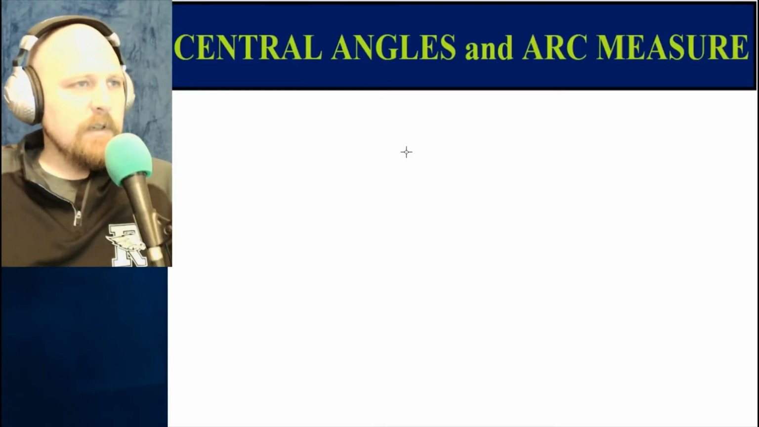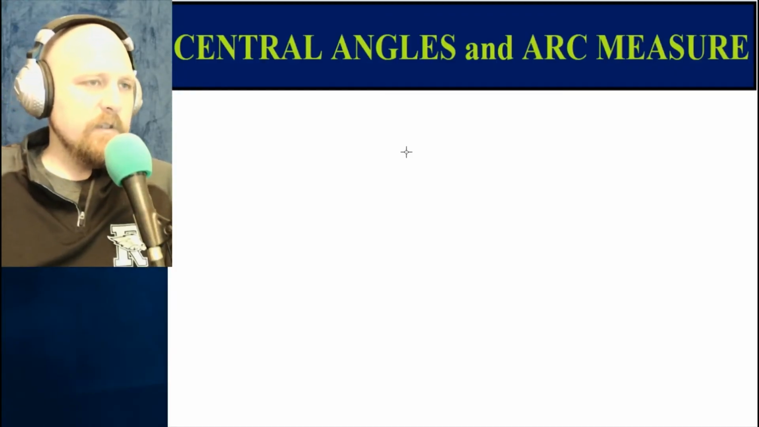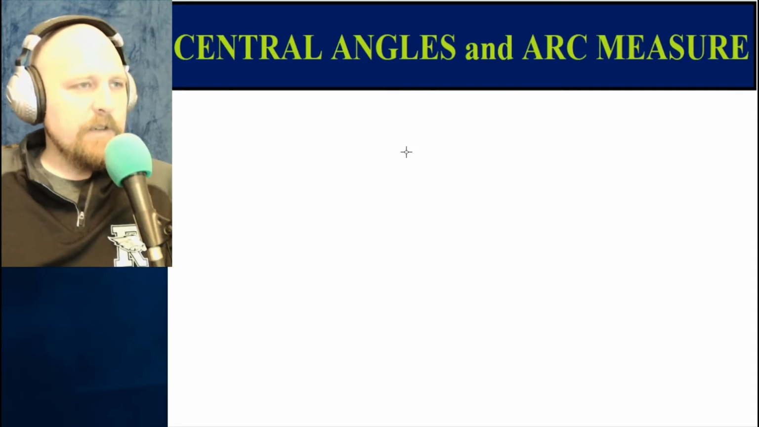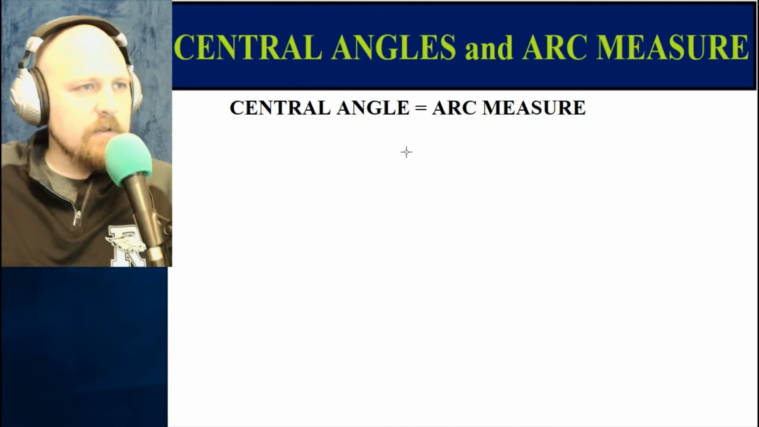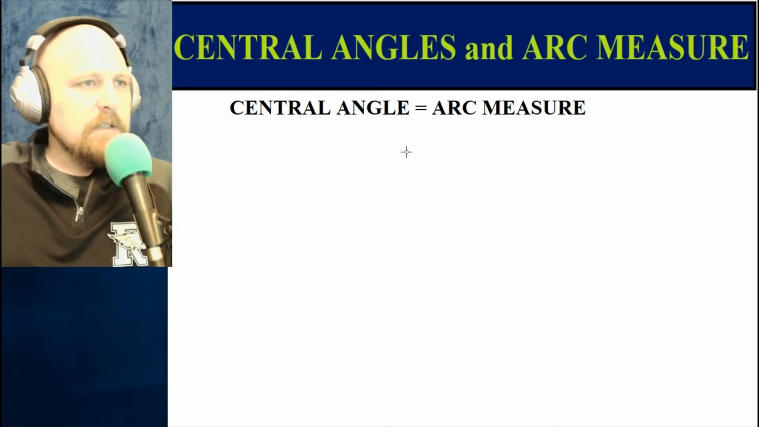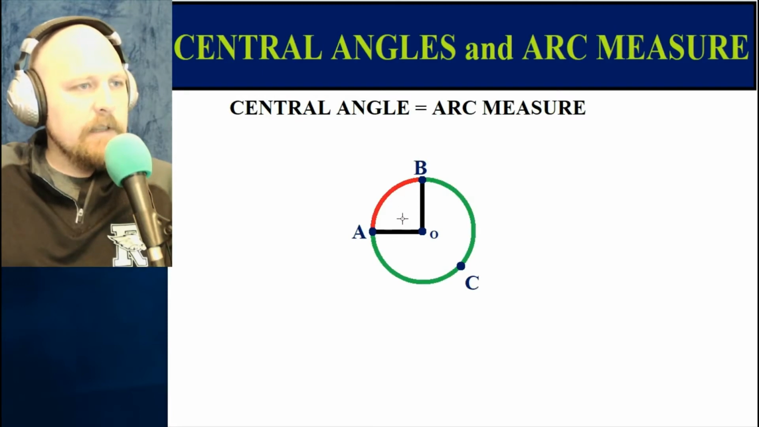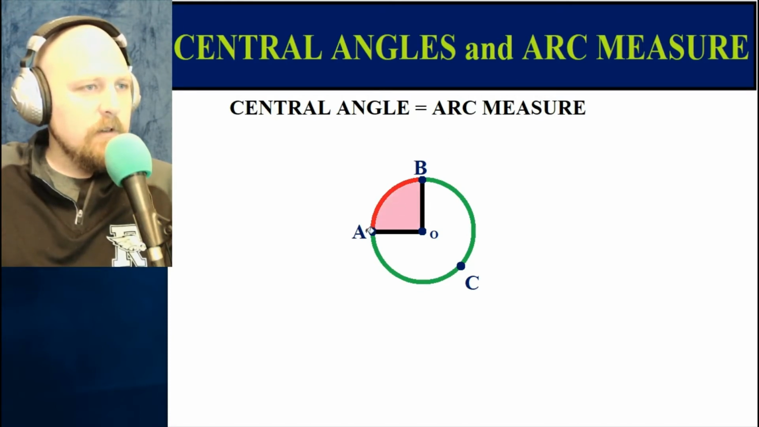Okay guys, we're going to be talking about central angles and arc measure in this video. A few foundational things that you need to know is a central angle is equal to the arc measure that it subtends. And so a picture of that might look like this. So this red arc, AB, is equal to the central angle of AOB. And so the red arc and this central angle are equal to one another.